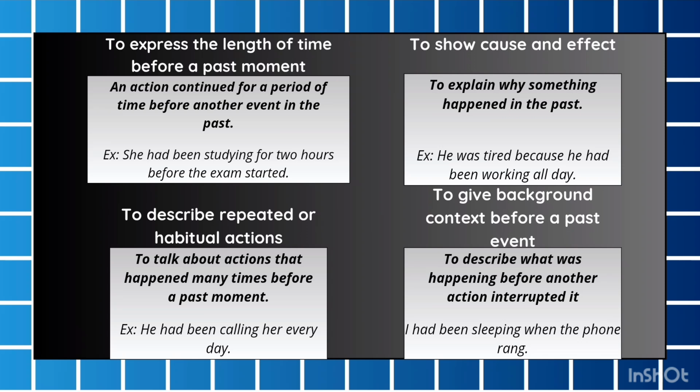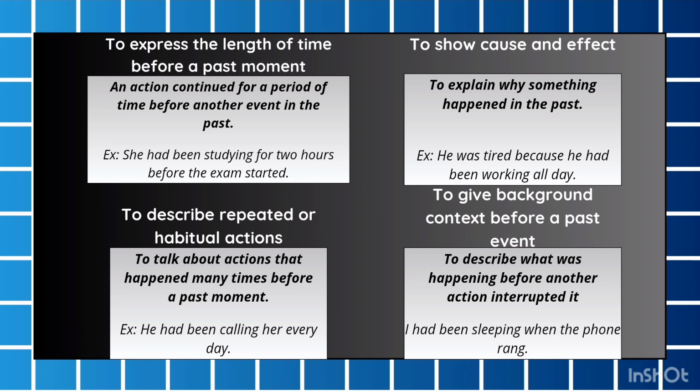For example, she had been studying for 2 hours before the exam. The second use of this tense is to show a cause and effect. We use it to explain why something happened in the past. For example, he was tired because he had been working all day.